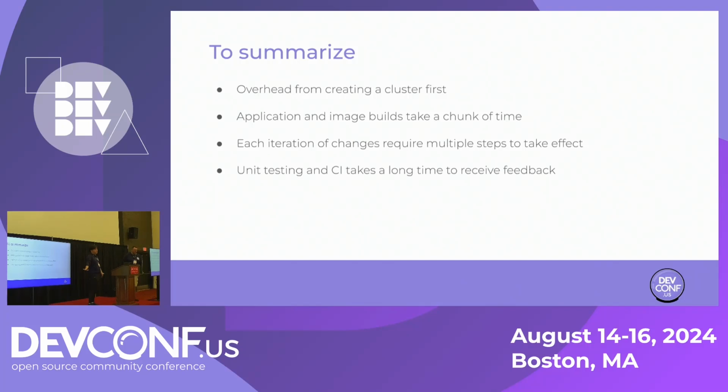So, to summarize, we have a couple big problems. The overhead from creating a cluster is non-ideal. The application and image builds take a chunk of time, and each iteration requires multiple steps, all of which can fail. So how do we make that better, right? There seems to be a lot where we're almost there, but we aren't yet. So with that, I'd like to pass it to Zack to talk about some of our improvements.